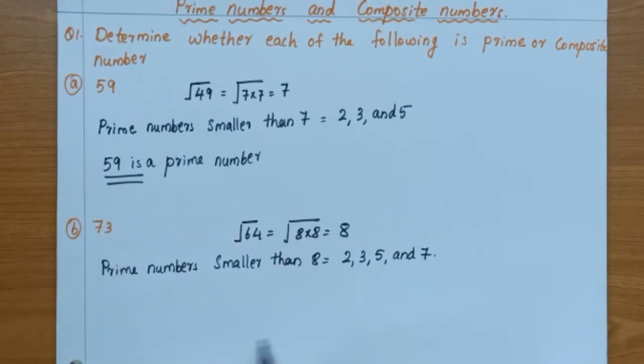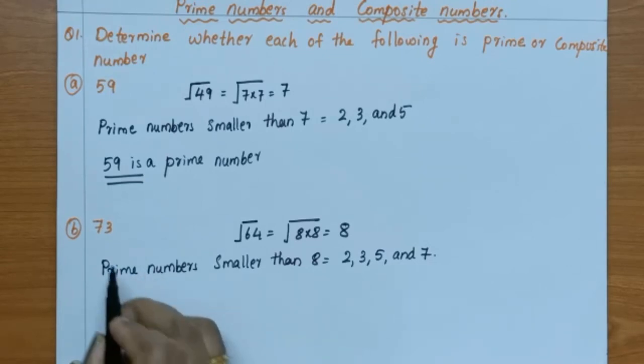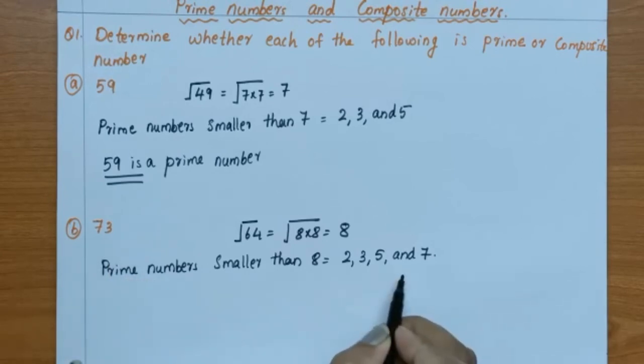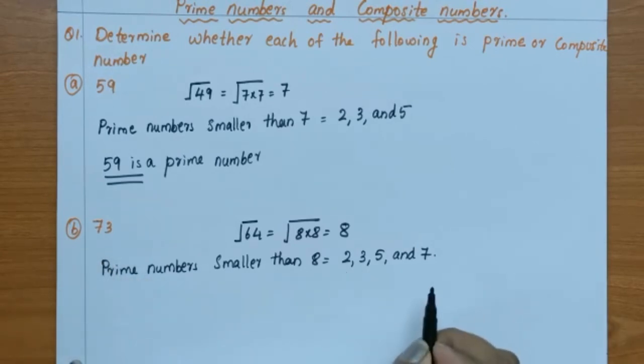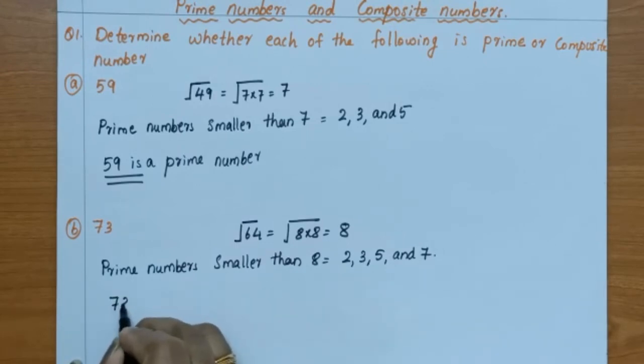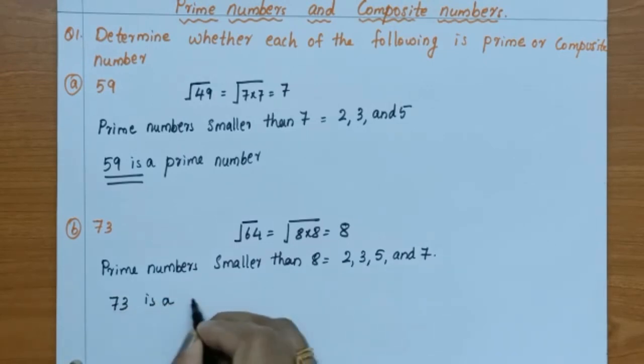Then 7. So 10 sevens are 70, 11 sevens are 77. That means 73 is not in table 7. So 73 is not divisible by any of these numbers. That means 73 is a prime number.